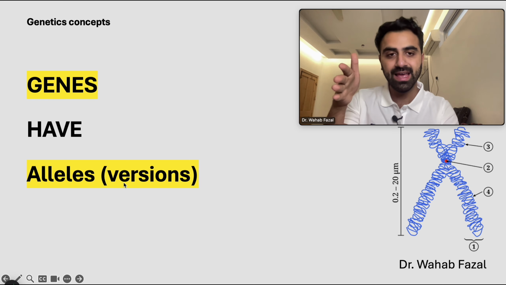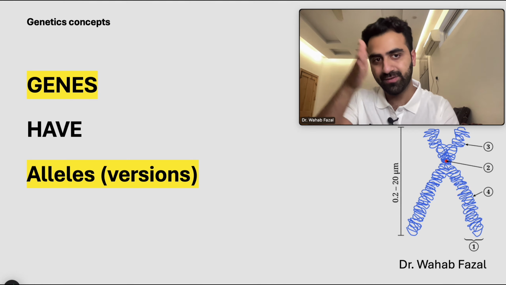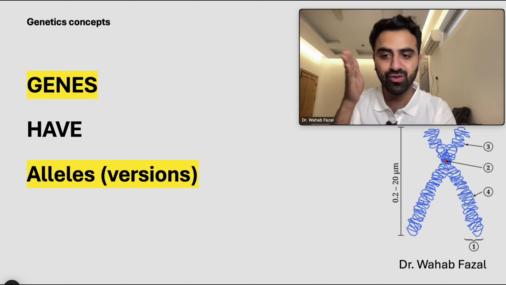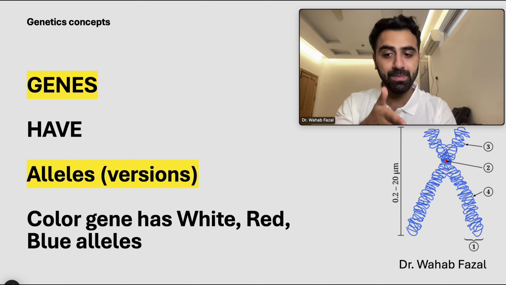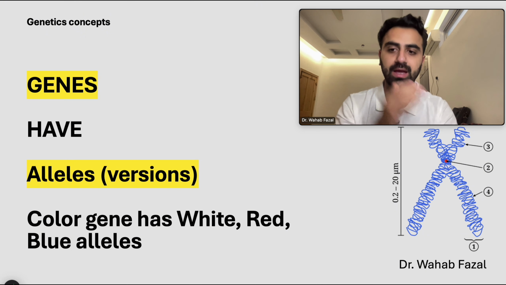So DNA is divided into chromosomes. Those chromosomes have specific genes. In each gene, you have different versions of that gene called alleles. An example of that would be the color gene has white, red, and blue alleles. So different versions of the same thing are called alleles.